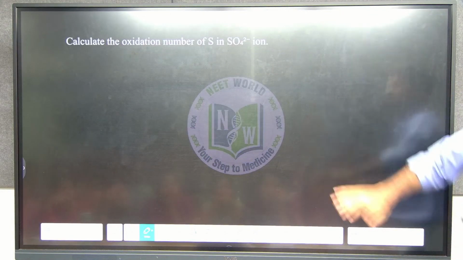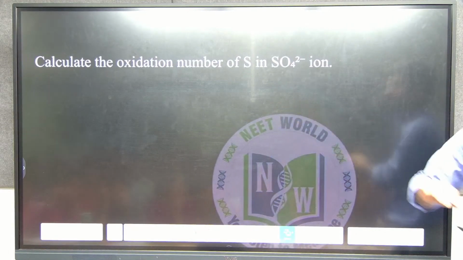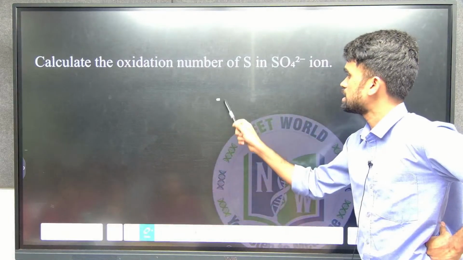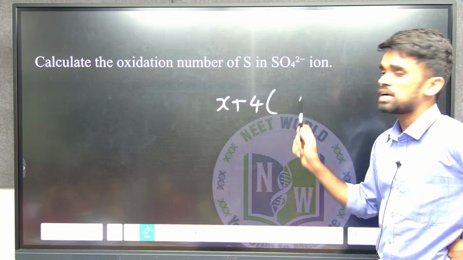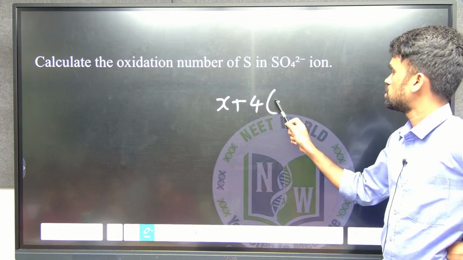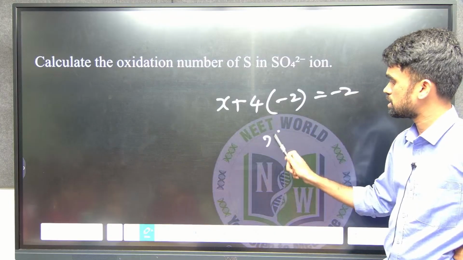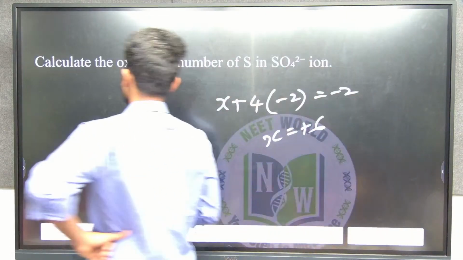Do this for sulfur in the sulfate ion, fast. These are very basic; we have a lot of things to study. Sulfur is X, and you need to calculate for sulfur. Consider it as X plus the oxygens. How many are there? 4. Each oxygen is a divalent atom, so the overall charge is -2. I hope everyone knows how to calculate this. +6. Okay, right.